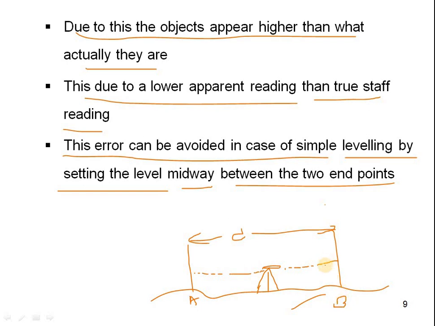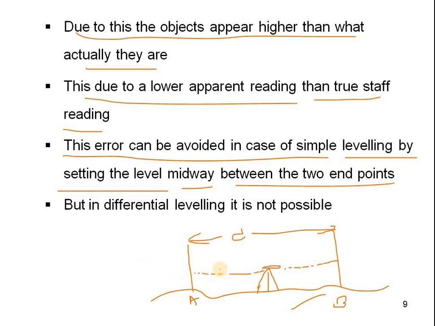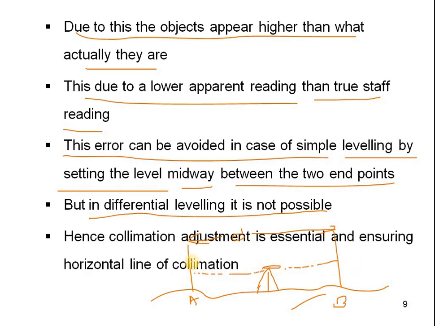So this problem will be solved, but it is done directly at inclined upwards and downwards. But in differential leveling it is not possible. Remember, in differential leveling it is not possible. It is possible only in simple leveling. Hence, collimation adjustment is essential for ensuring a horizontal line of collimation.